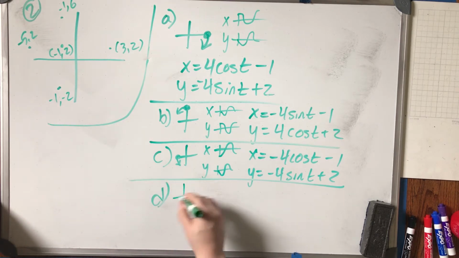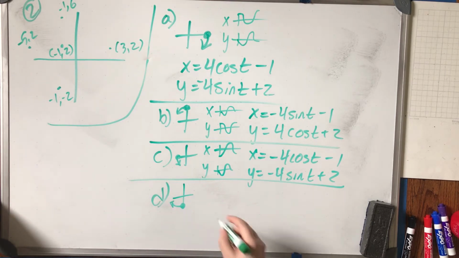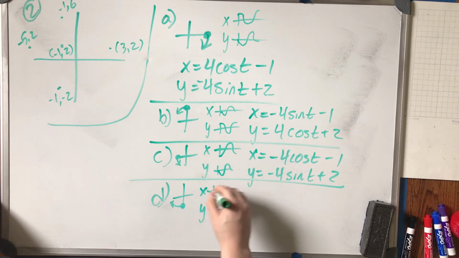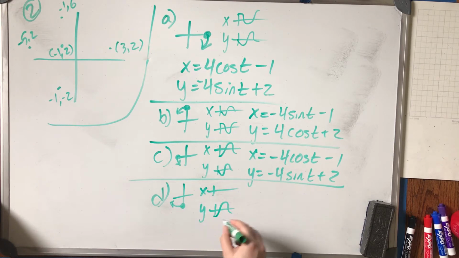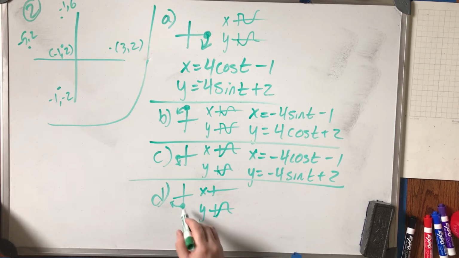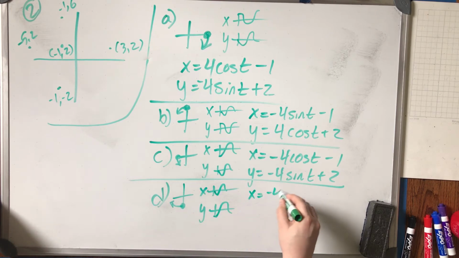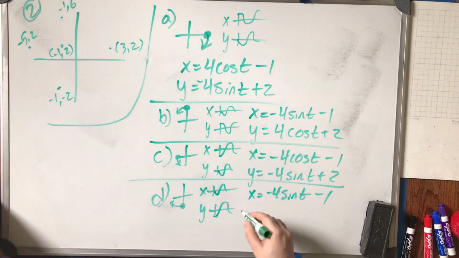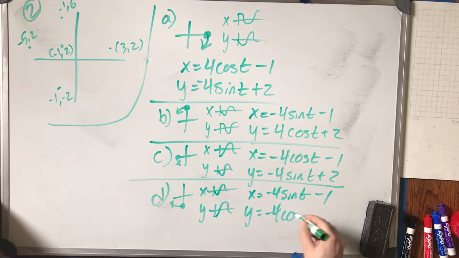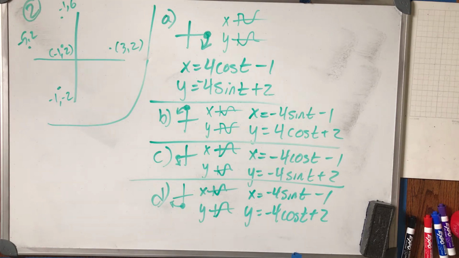Last but not least, for this one, we're starting at negative 1, negative 2. That's at the bottom, going clockwise, so going that way. I'm starting at a minimum y value, so y will be negative cosine, and x is going backwards, so it will be negative sine. So x equals negative 4 sine t minus 1, and y equals negative 4 cosine t plus 2. There we go. Question 2, done.